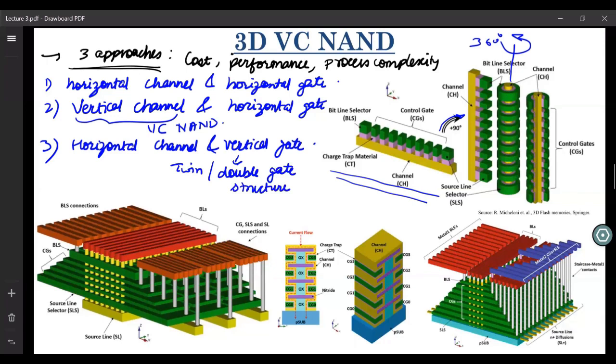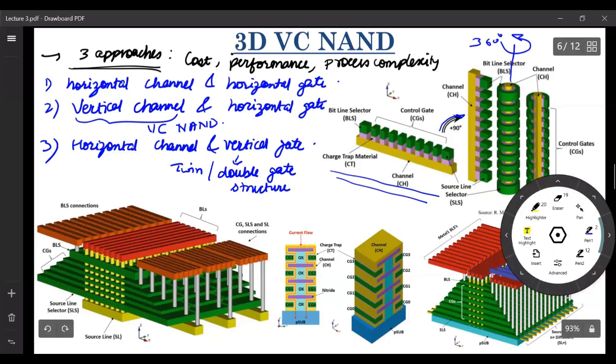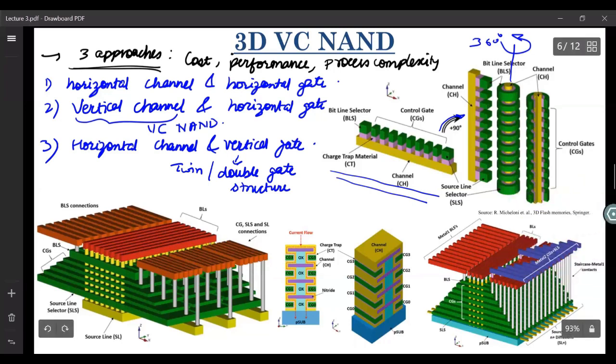So what were the most common cell structures which use this vertical channel? The most common ones were BiCS, which stands for bit cost scalable cell. This is the BiCS structure, and it came from Toshiba in 2007. And Toshiba was the pioneer.